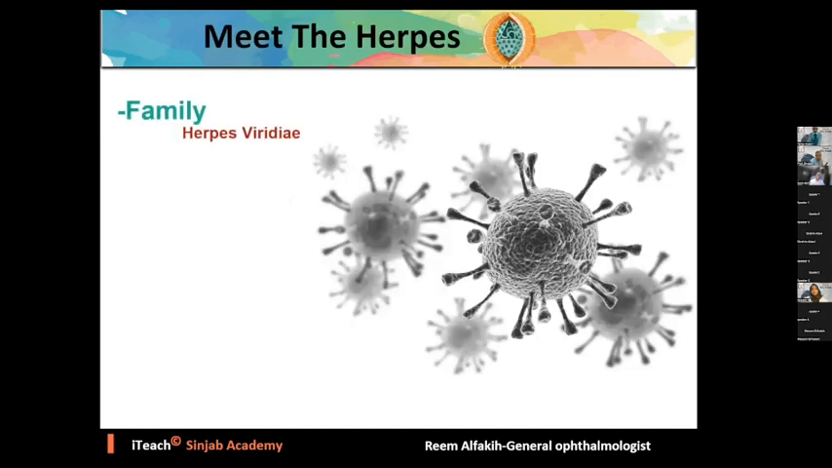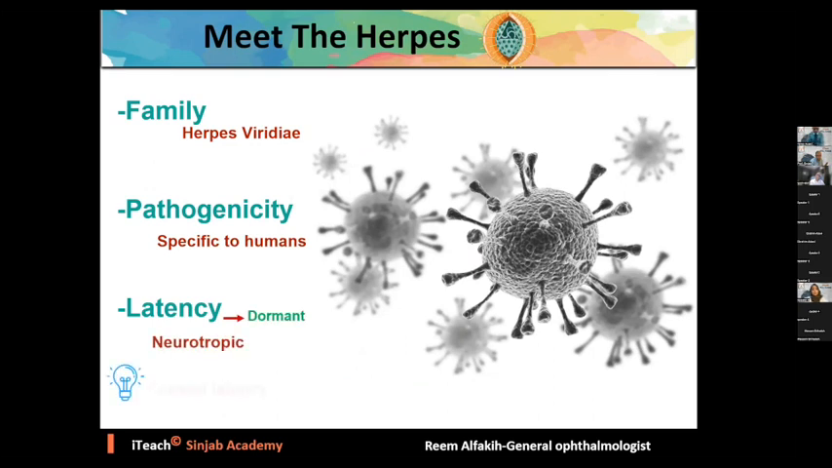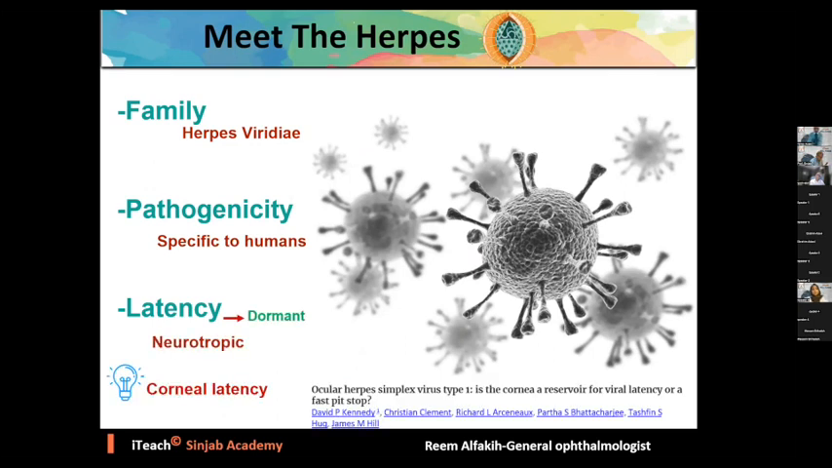So meeting the herpes, it's a member of a family called the Herpesviridae family, which is a double-stranded DNA virus with specific pathogenicity towards humans, with an important character that they have, which is latency. What do we mean by latency? It's to remain dormant in a tissue, waiting for later reactivation. They are specifically neurotropic. We mean by that, the latency is in the neural tissue.